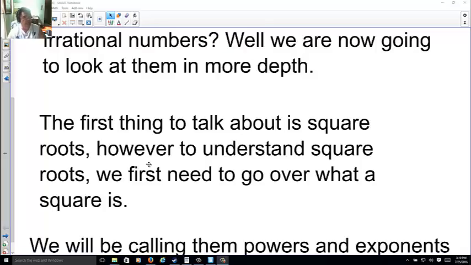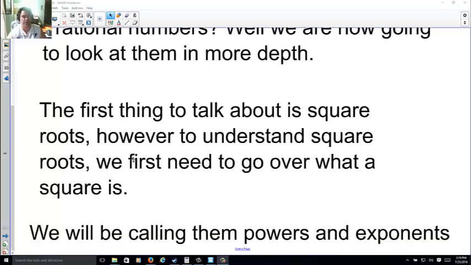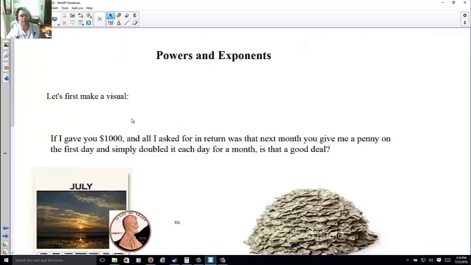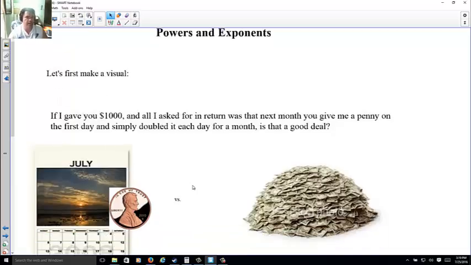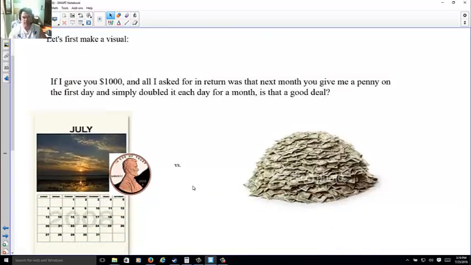But to understand square roots, we really ought to centralize on what exponents are, because they're the reverse of square roots. Well, to understand what a power and exponent is, let me give you a couple of visual examples. I want to give you a challenge, or an idea.